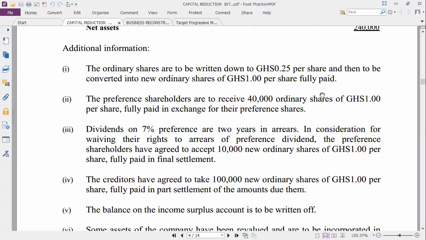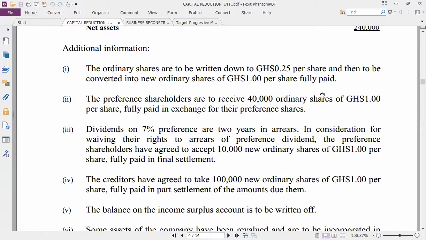Additional information. The ordinary shares are to be written down to 0.25 Ghana cedis per share. Obviously, there's a full stop there. So I have to do that first. The ordinary shares are to be written down to 0.25 cedis per share.